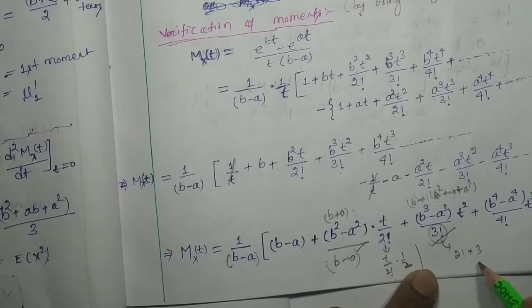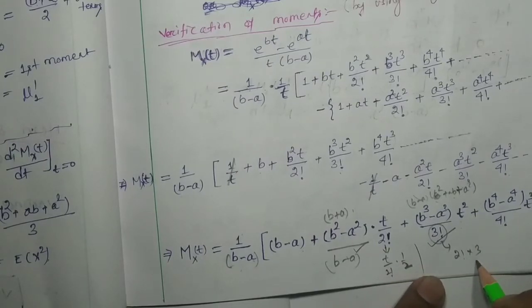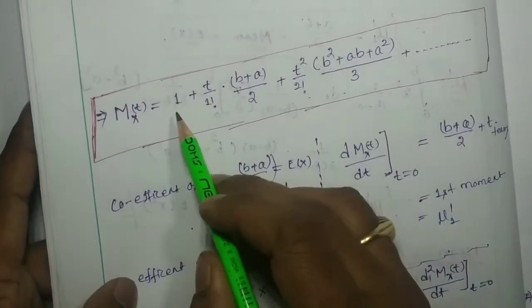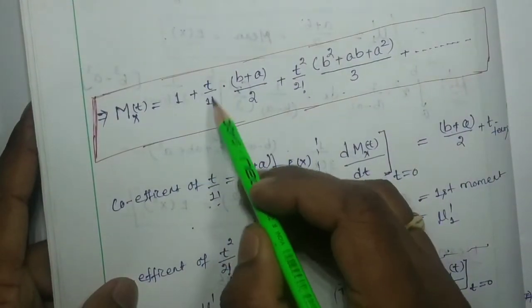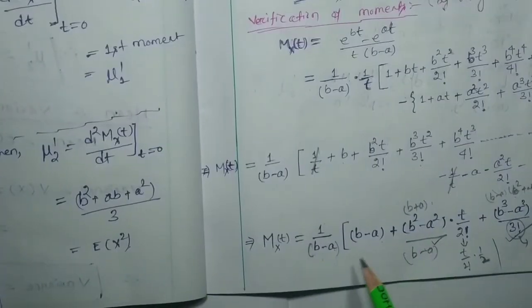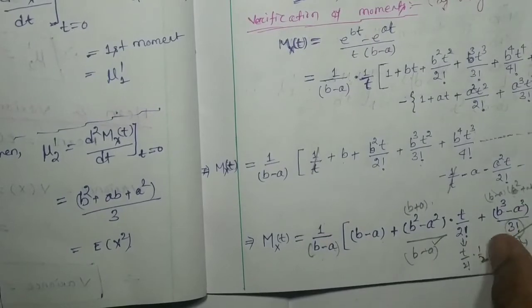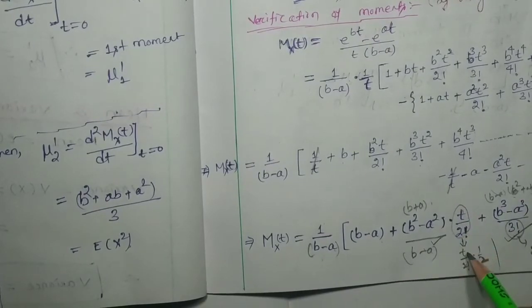I can write 2 factorial into 3. Okay, so same thing I have been written over here. The first term is your 1, the plus t by 1 factorial. Here you can see t by 1 factorial into 1 by 2. Okay, that means t by 2 factorial can be written as t by 1 factorial into 1 by 2.